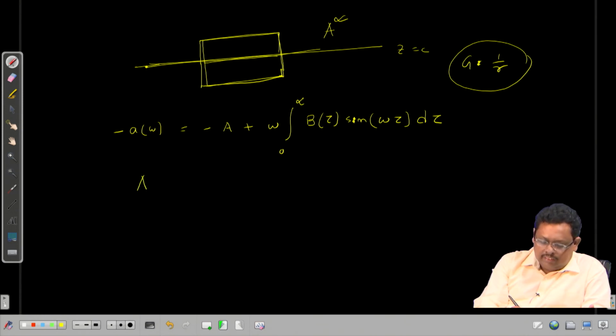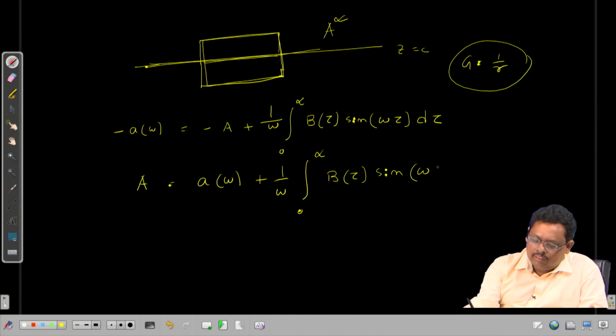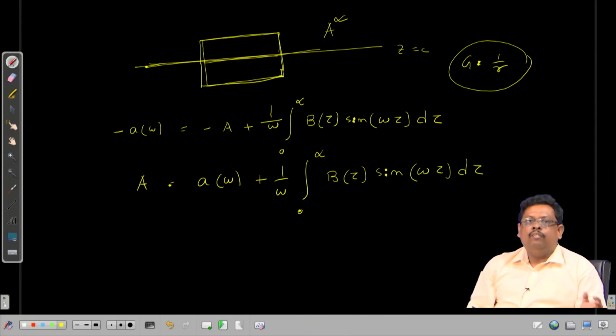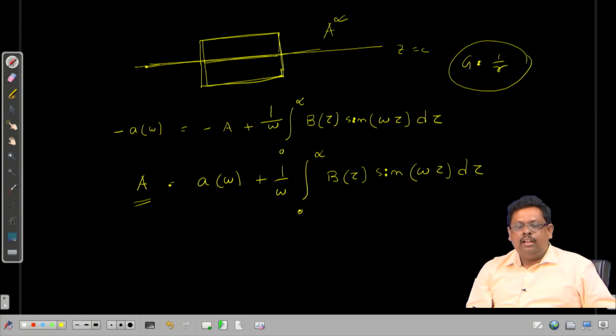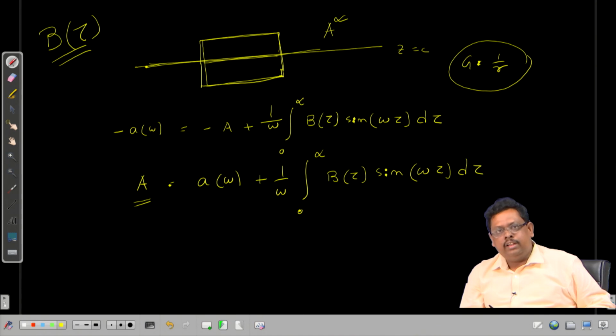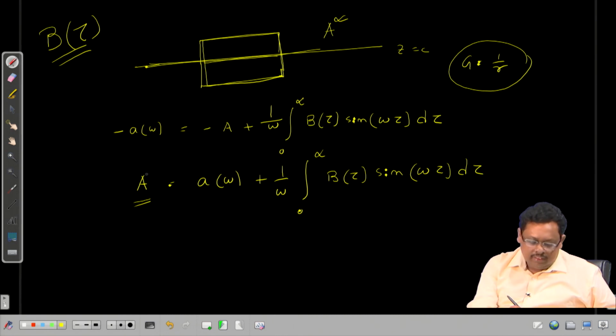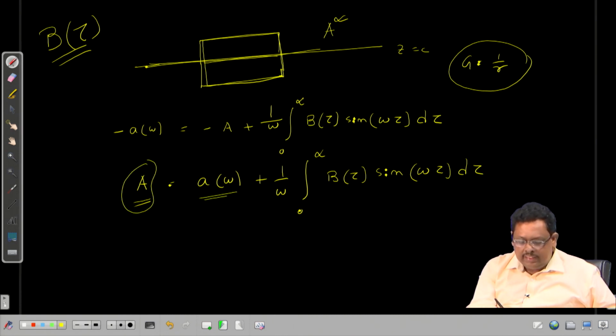And then I can write this as a equal to, okay, it is not omega, it is 1 upon omega. So, A(omega) plus 1 upon omega, integral 0 to infinity of b(tau) into sine(omega tau) d tau. Now, before we try to find out the A, we must have the value for b(tau), which I just discussed how to get. And then we need to find out this added mass for each frequency.